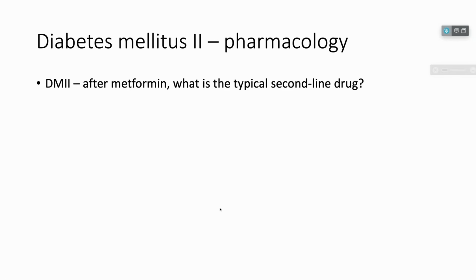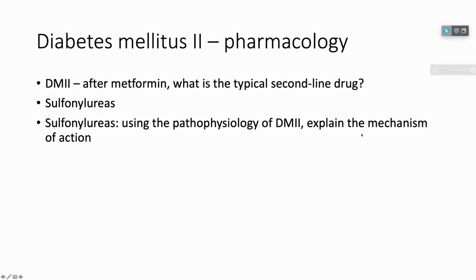Great. Mashoud, after metformin, what's the typical second line drug? Sulfonylureas. Perfect. So Natalie, using the pathophysiology of diabetes type 2, can you explain the mechanism of action and how this would fit in? So sulfonylureas, I believe they inhibit the potassium channel, allowing for more calcium to come in and then insulin to go out. Is that the right way? Yeah. Well, walk me through. So how would that work?